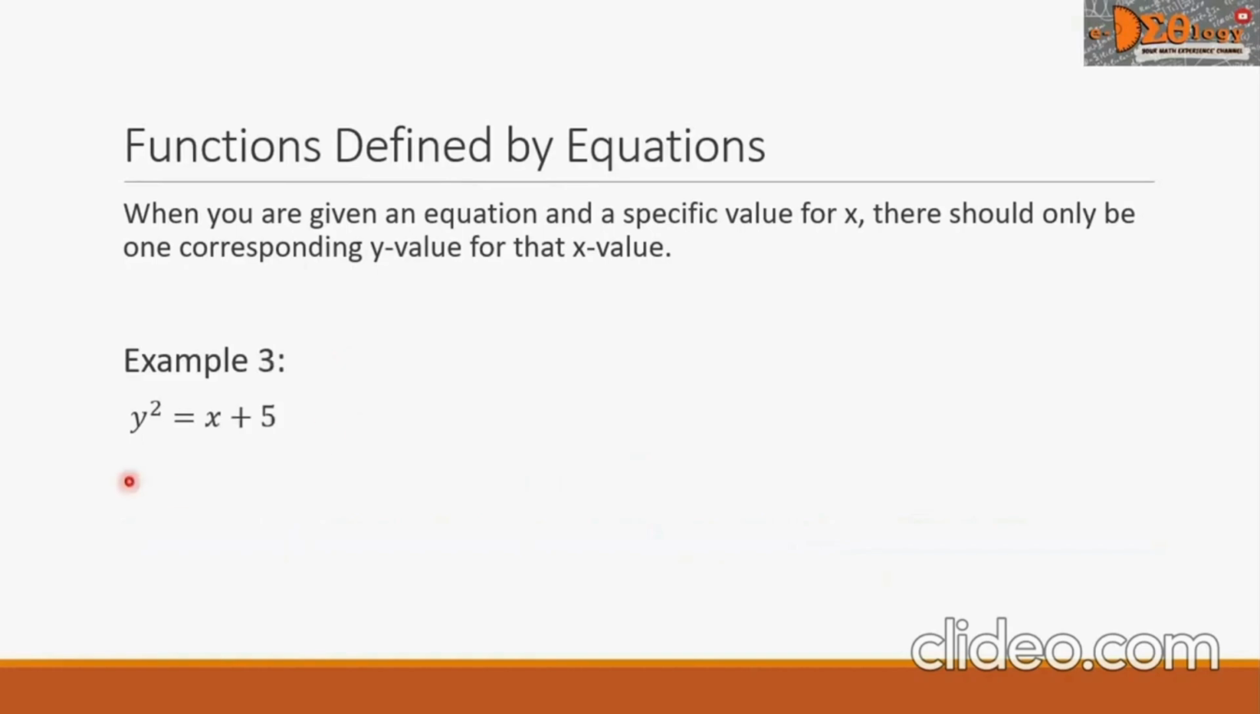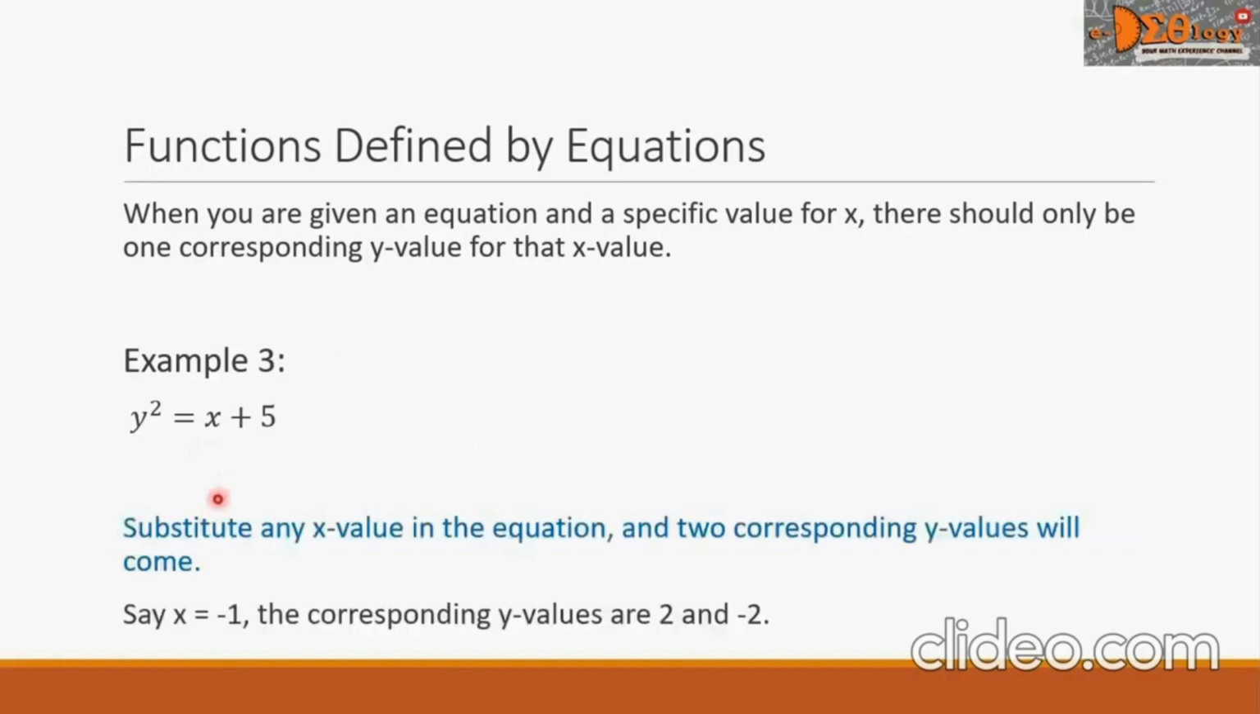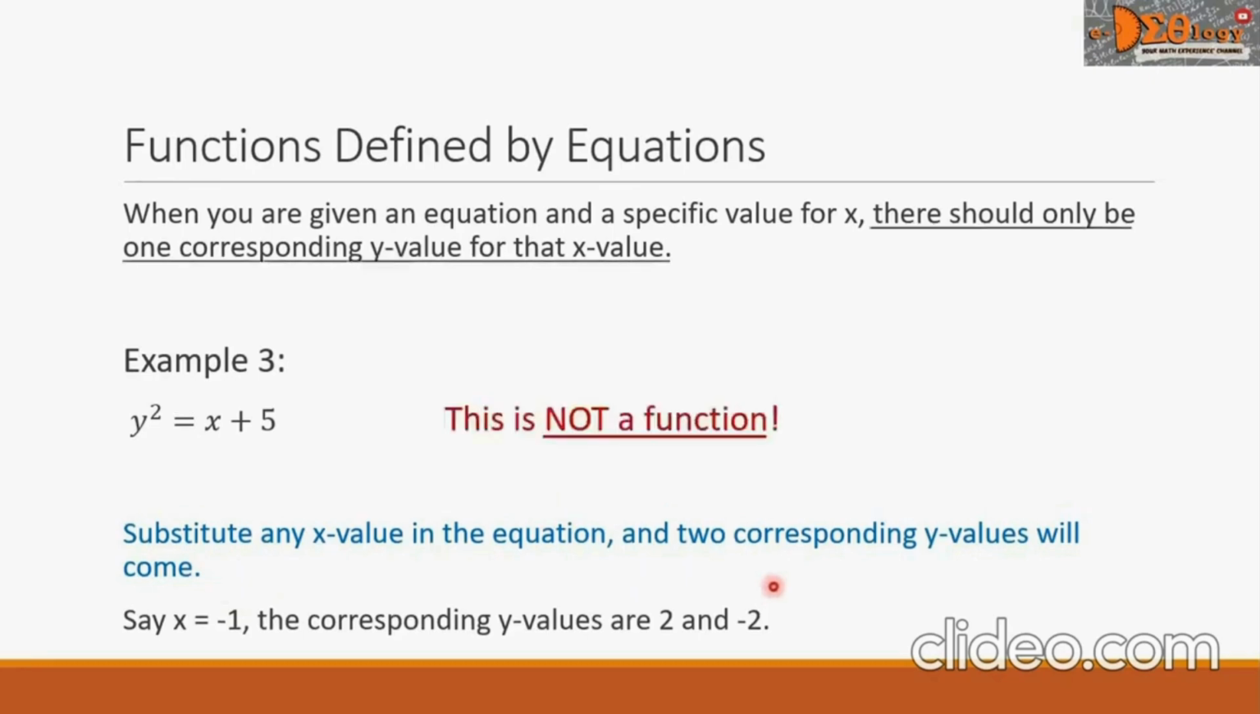Example 3, y squared equals x plus 5. We will substitute any x value in the equation, and two corresponding y values will come. Suppose we put x equals -1. The corresponding y values are 2 and -2. This is not a function because, as a rule, there should only be one corresponding y value for that x value.